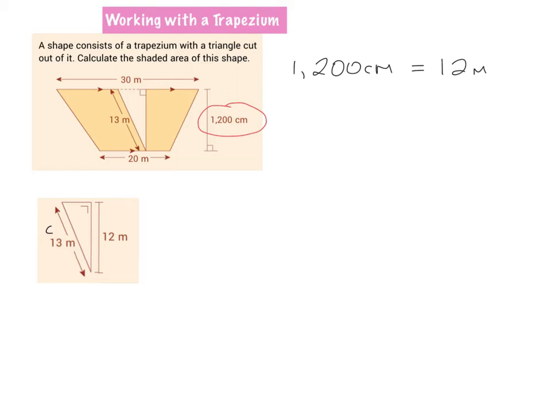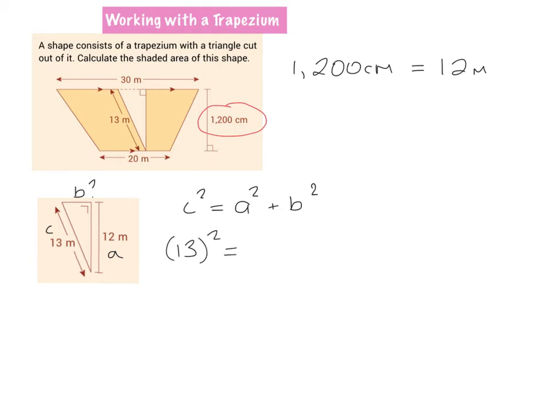This is going to be my A. And this is going to be my length B. And we don't know what B is, but we're going to find it. Now the theorem of Pythagoras says that C squared equals A squared plus B squared. Okay, C squared is 13 squared.